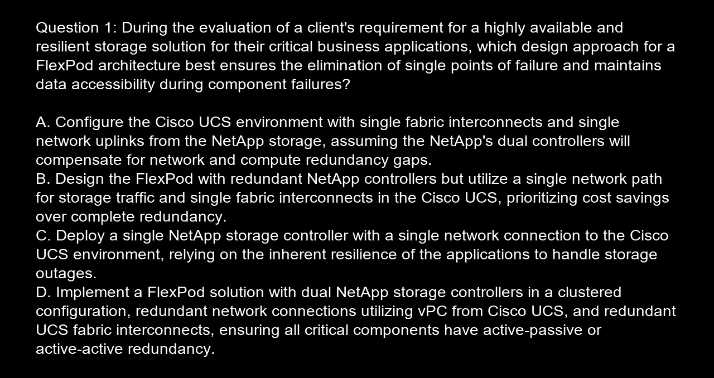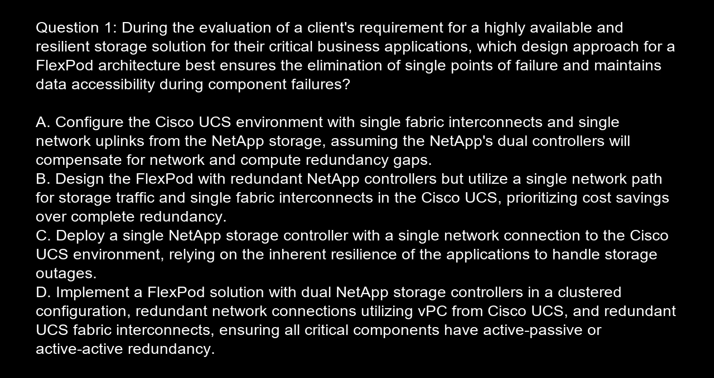Option A. Configure the Cisco UCS environment with single fabric interconnects and single network uplinks from the NetApp storage, assuming the NetApp's dual controllers will compensate for network and compute redundancy gaps. Option B. Design the FlexPod with redundant NetApp controllers, but utilize a single network path for storage traffic and single fabric interconnects in the Cisco UCS, prioritizing cost savings over complete redundancy.